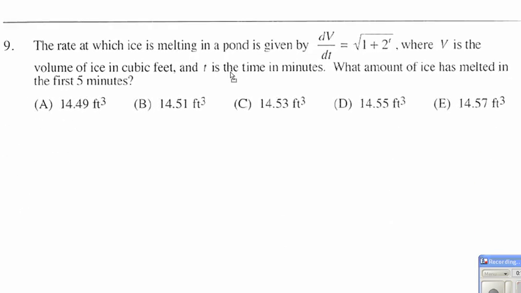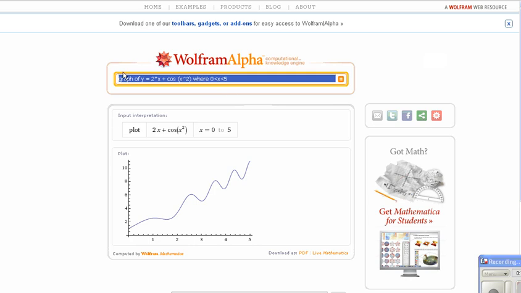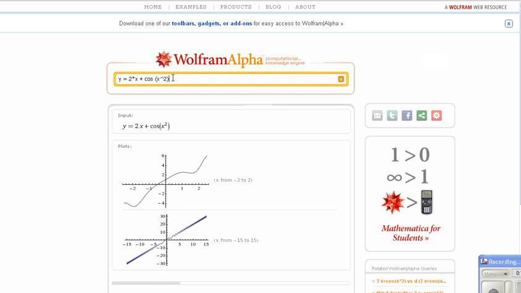Now, the next question. The rate at which ice is melting, and that's what's happening here. What amount of ice has melted in the first 5 minutes? Here we are actually looking at the integral from 0 through 5 of the square root of 1 plus 2t, dt. All we have to do is graph this and then we can get the area under this curve. In my case, once again, integral of the square root of 1 plus 2t, from 0 to 5.